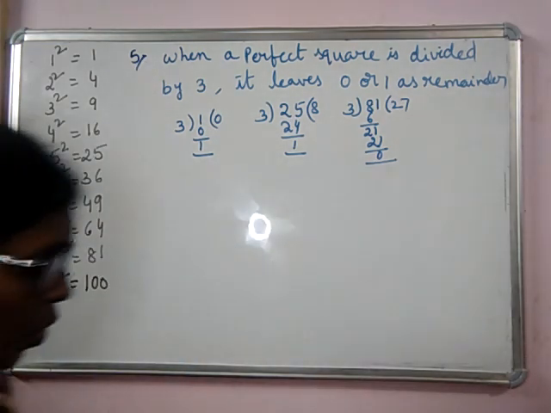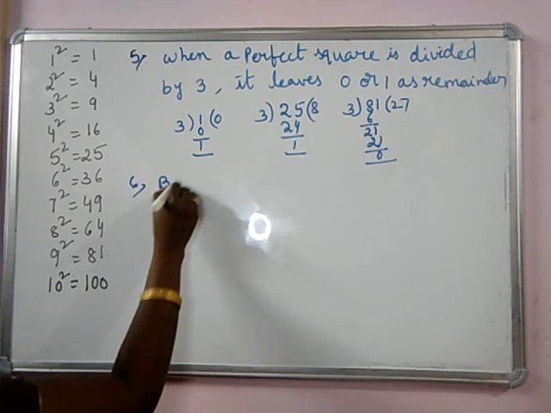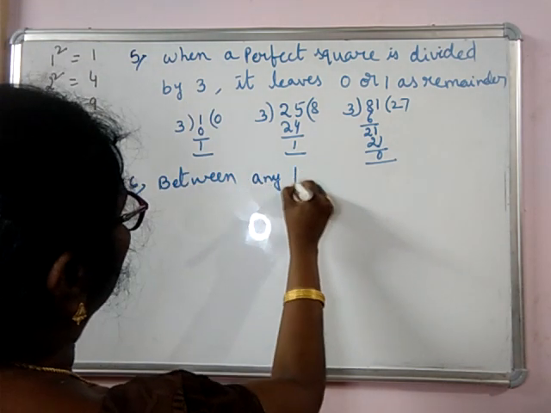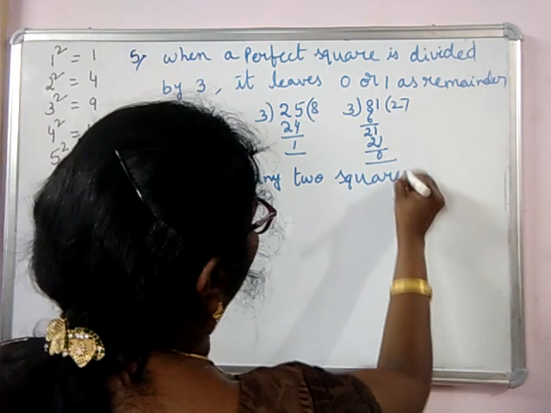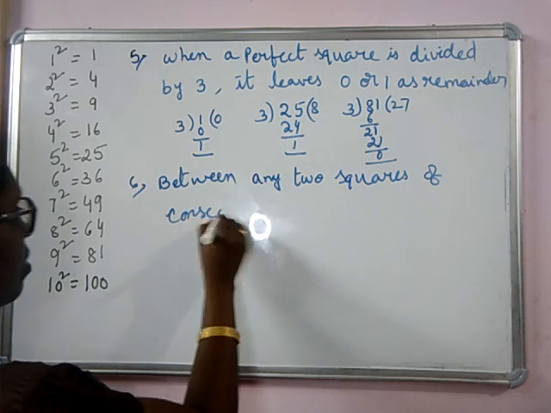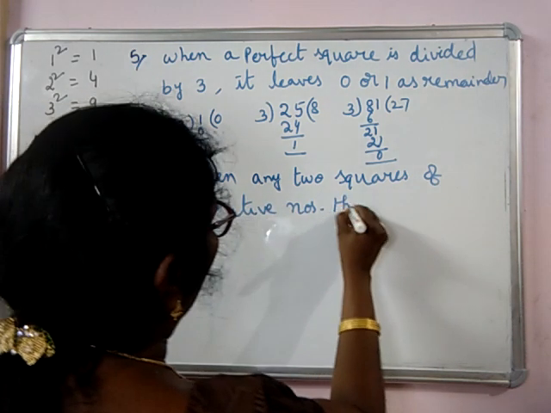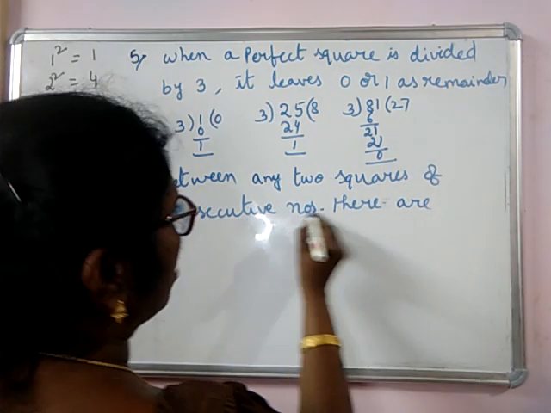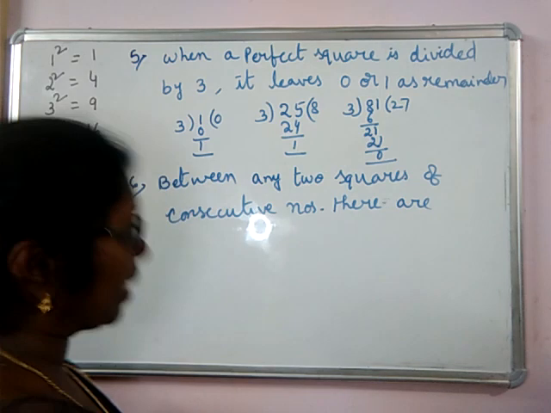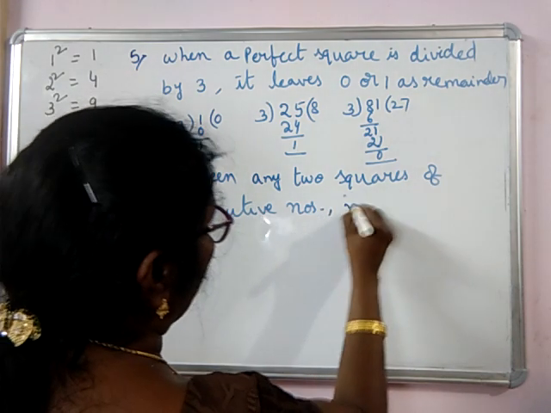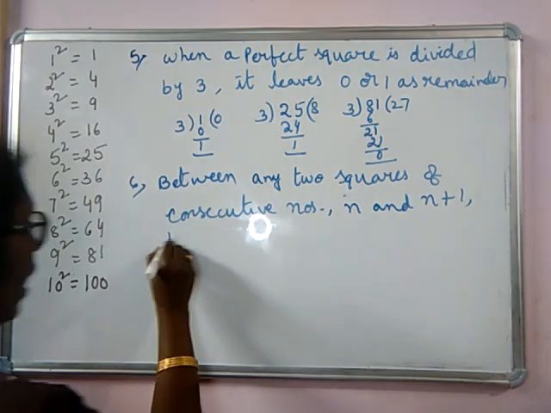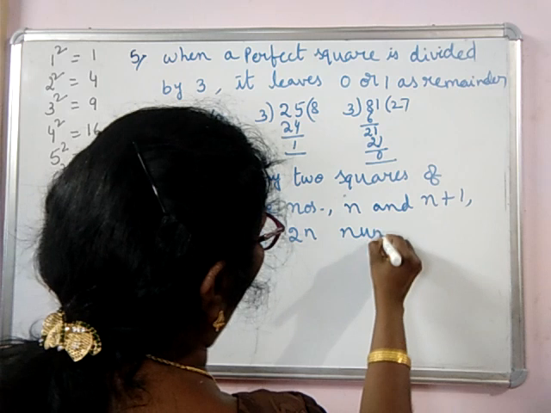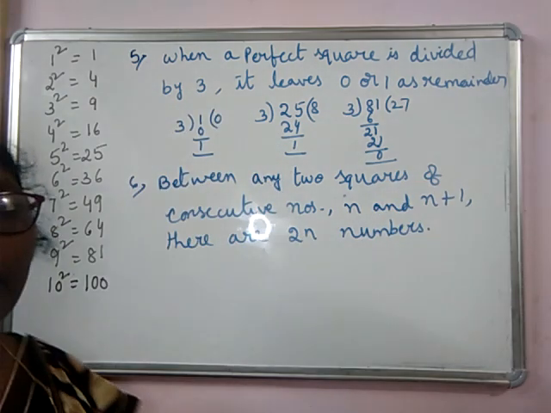Again, one more. Between any two squares of consecutive numbers, let us take the numbers n and n plus 1, there are 2n natural numbers. If I say n plus 1, you may not understand.